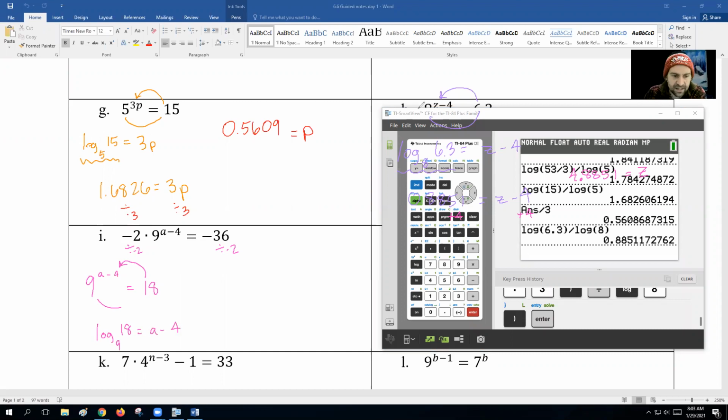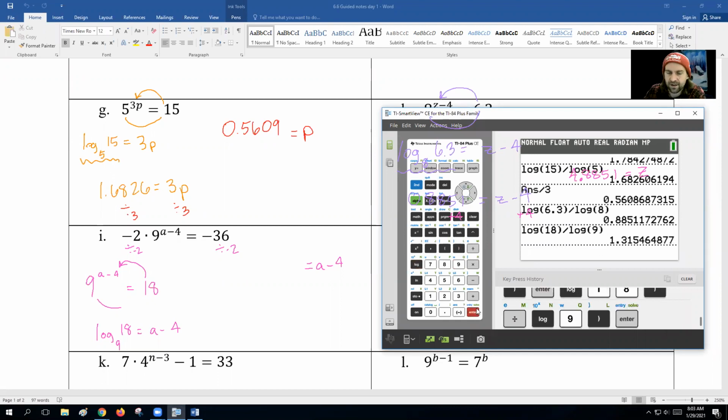So let's figure out what that is in the calculator. What is a minus 4 equal to? Calculator time. We can use the common log button, or just quicker, log 18 divided by log 9. We get 1.3155. And then all we need to do to finish this problem is add the 4 to the other side. So a would equal 5.3155. Not too bad.